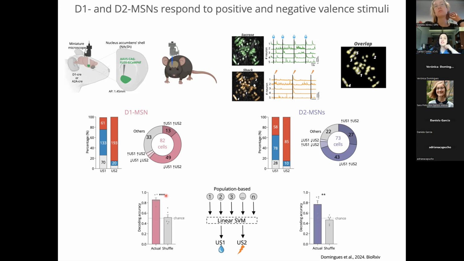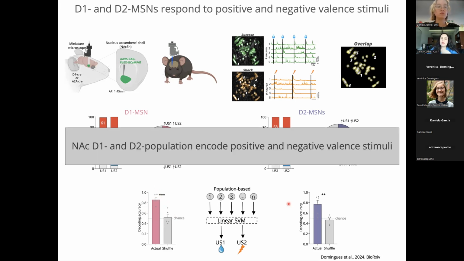And as you can see here on the left for D1 neurons and on the right for D2, we see that we have high accuracies of decoding these signals, which means that both D1 and D2 neurons contain sufficient information to differentiate between a stimulus that has positive valence and a stimulus that has negative valence.